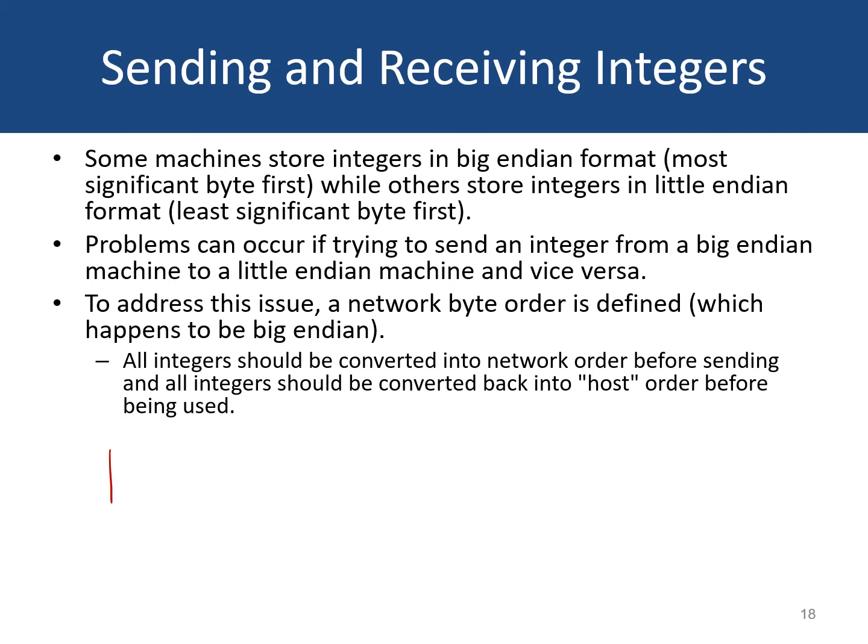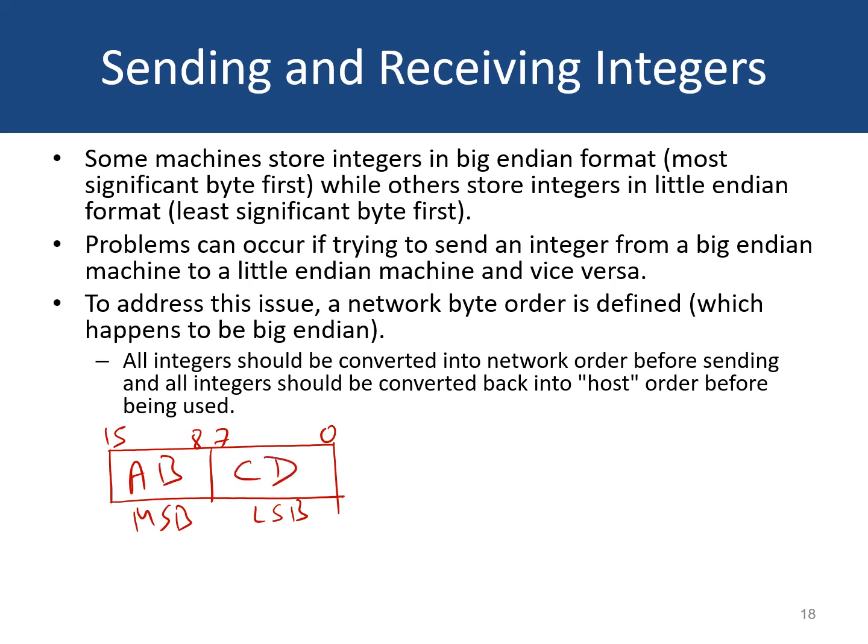So for instance, let's assume that this is our 2-byte short integer. Let us further assume that these are bits number 0 to 7, and then we have bits number 8 to 15 over here. So this is our least significant byte and this is our most significant byte in the integer. For illustration, let us further assume that the bit pattern contained in this 2-byte integer is hexadecimal AB in the most significant byte and hexadecimal CD in the least significant byte.